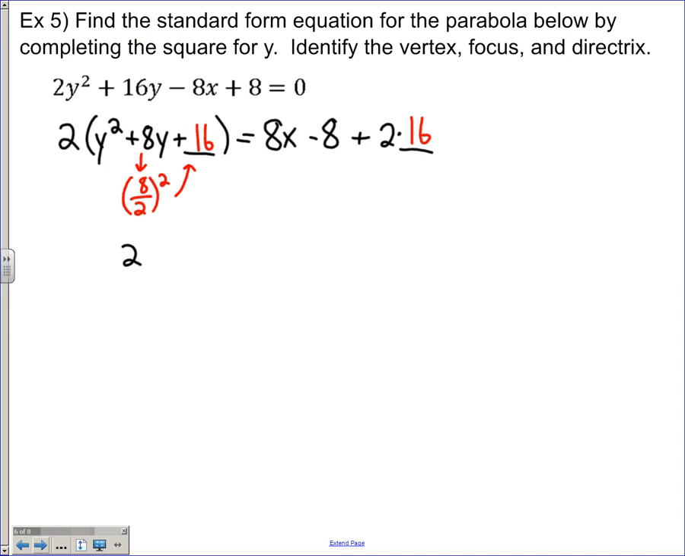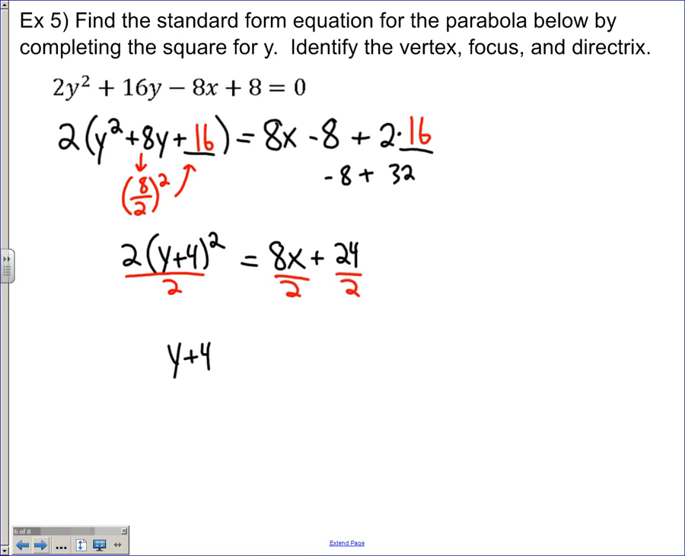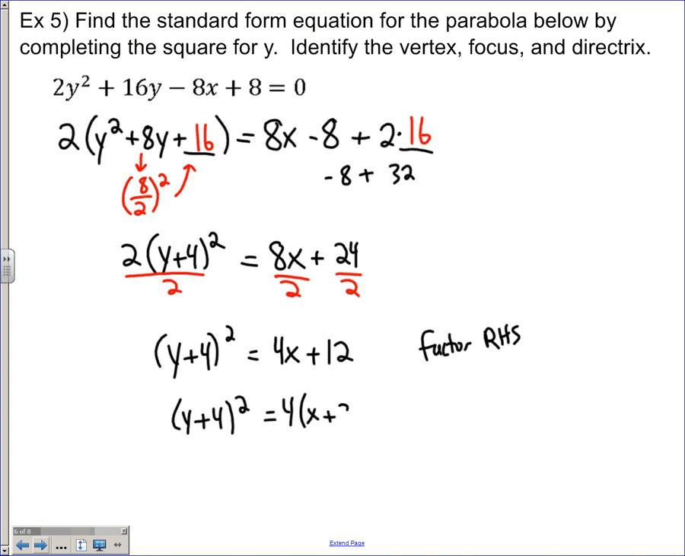So putting it all together, I've got 2 times the quantity y plus 4 squared equals 8x. This is 32. Negative 8 plus 32 is going to give me plus 24. Looking at your general form for parabolas, I need my squared term to be isolated, so I'm going to divide everything by 2. And that's going to give me y plus 4 squared equals 4x plus 12. And finally, I need to factor the right-hand side. So that's going to give me y plus 4 squared equals 4 times the quantity x plus 3.